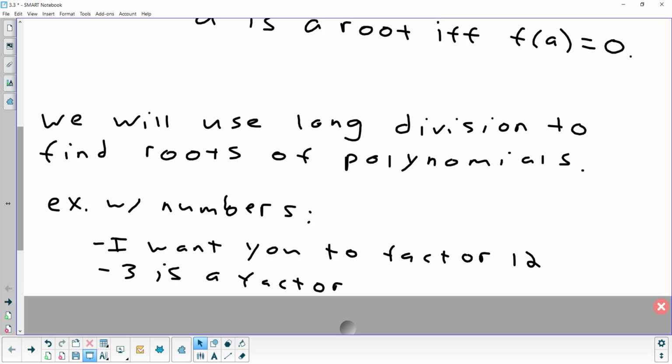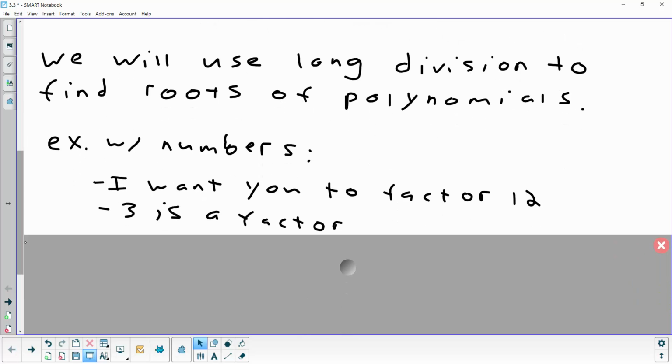So let's say that I wanted you to factor the number 12. And I told you that 3 is a factor. How can you get the other factor if you don't know what it is? So I want you to factor 12, and I'm telling you 3 is one of the factors I want you to use. How do you get the other one? Yep. Divide 12 by 3. Yes.